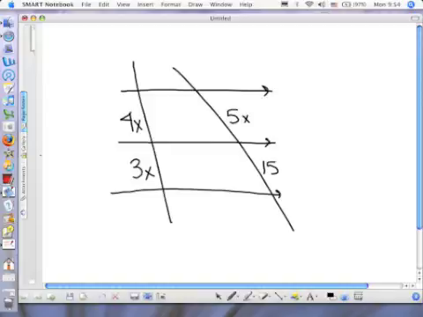Now, according to the corollary, they've created proportional segments. Which means you could say that 4x over 5x is equal to 3x over 15. Or you could say 4x over 3x is equal to 5x over 15, whichever way you want to do it. I'm just going to do it this way because it's already kind of written out that way.